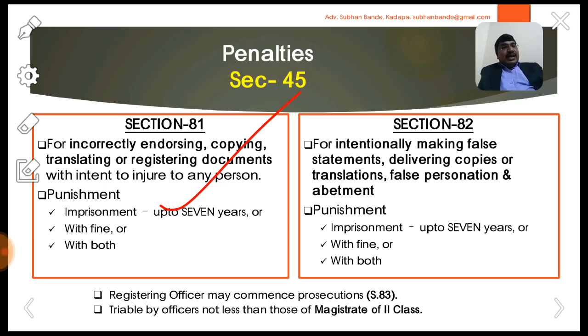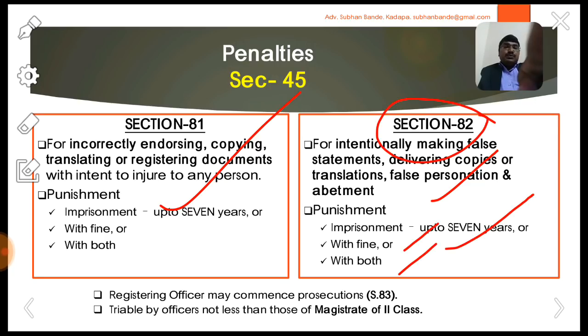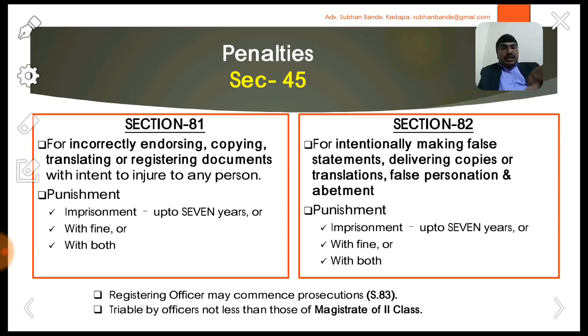In case of intentionally making false statements, delivering false copies, false translations, and false personation and abatement, the punishment is up to 7 years with fine or with both. It is specified under section 82. Next, the registering officer may commence the prosecutions, as under section 83, triable by officers not less than those of magistrate of second class.